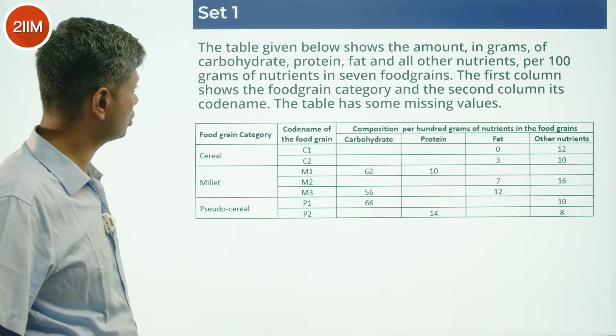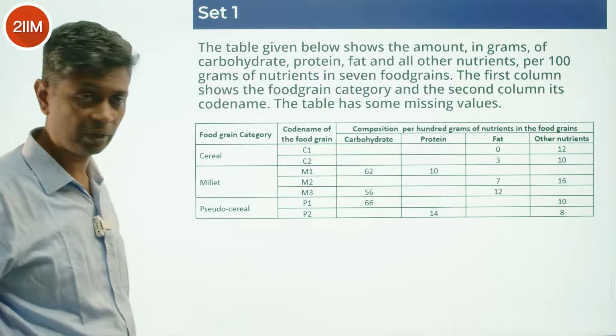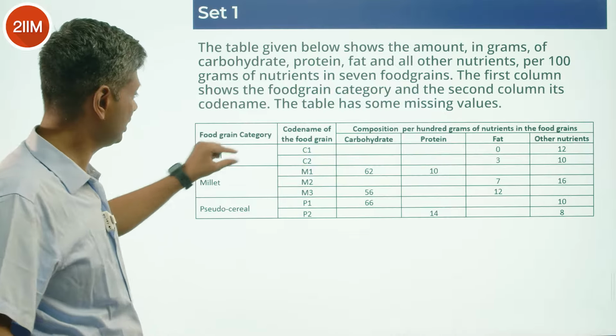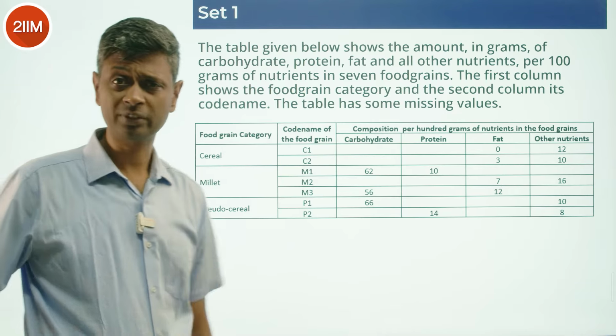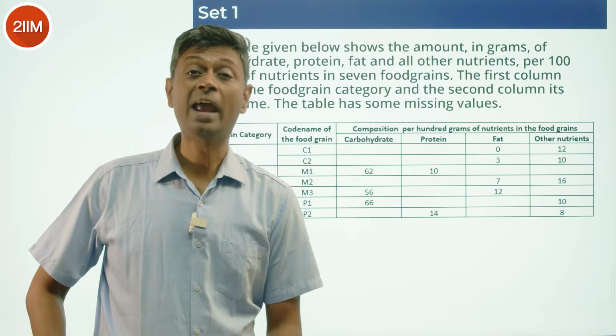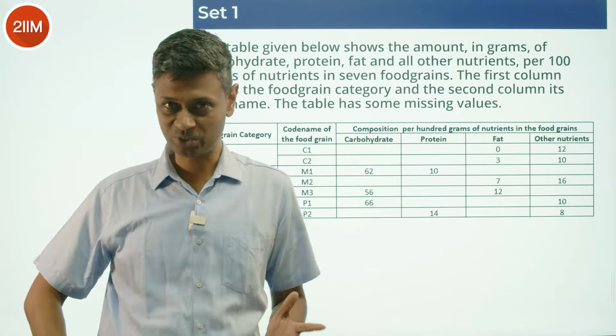The first column shows the food grain category and the second column is its code name. That is, in cereal there are 2, in millets there are 3, in pseudo cereal there are 2. I don't know what pseudo cereal means. Hey, we don't care. Pseudo cereal is pseudo cereal.